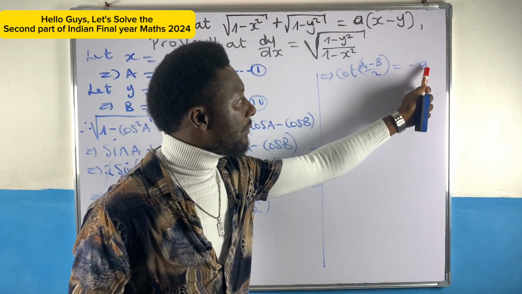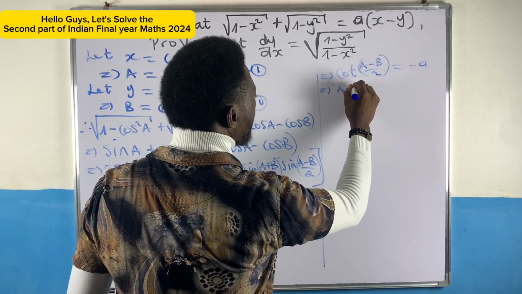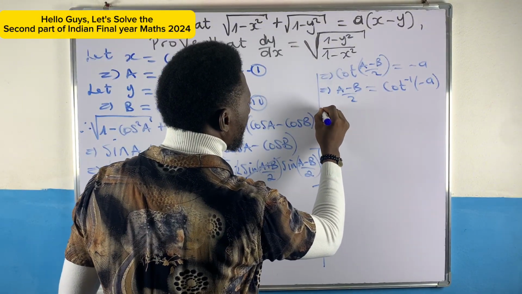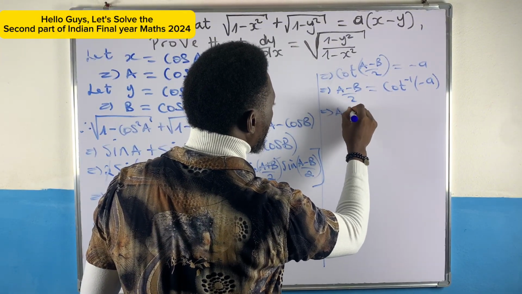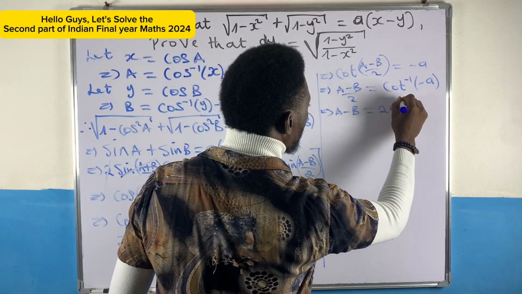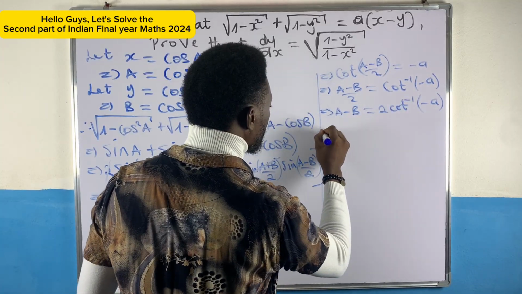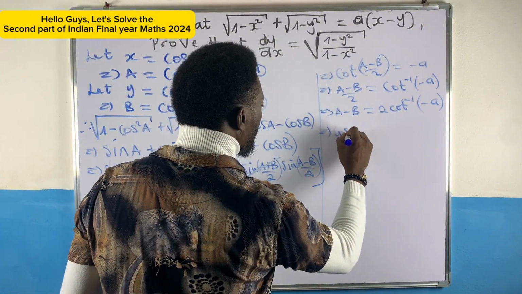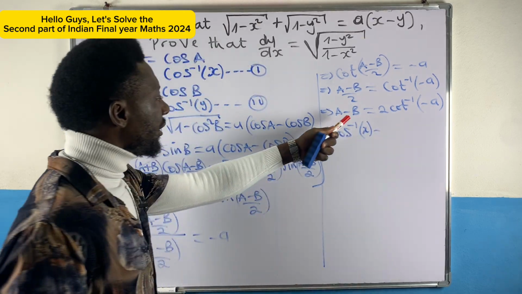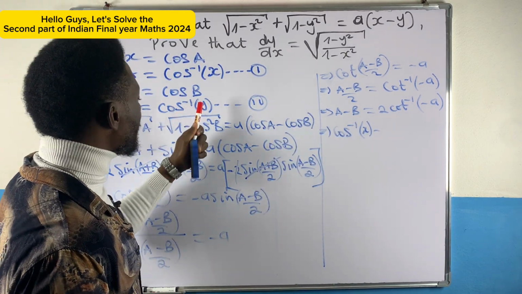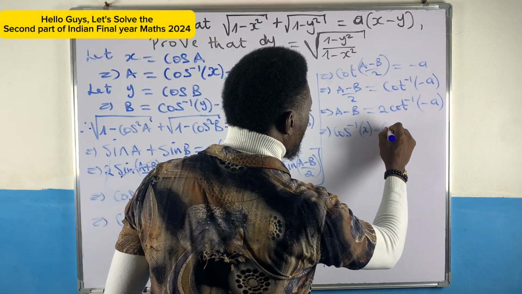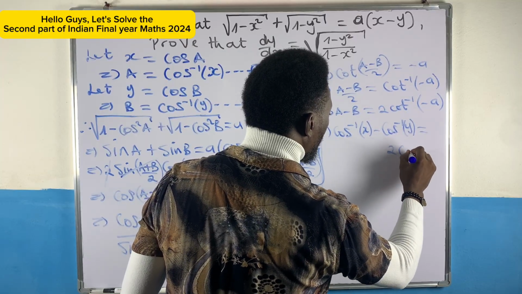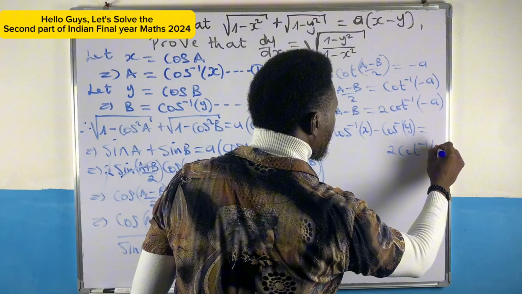So when I take cot this way, it becomes cot inverse. So I will have (A minus B) on 2 equal to cot inverse of negative A. Multiplying both sides by 2, I will have A minus B equal to 2 cot inverse of negative A. So replacing my A with cos inverse of X, I will have cos inverse of X minus, replacing my B with cos inverse of Y using equation 2, cos inverse of Y, all that should be equal to 2 cot inverse of negative A.